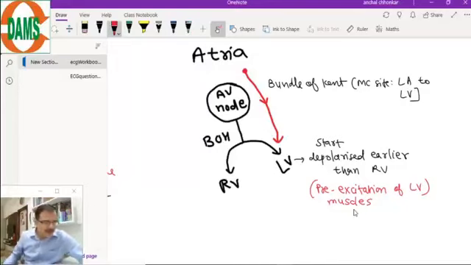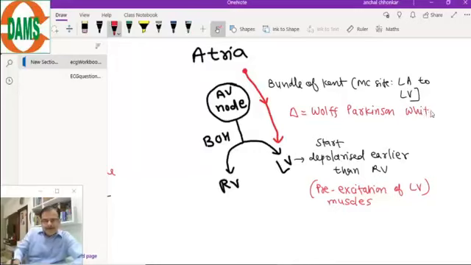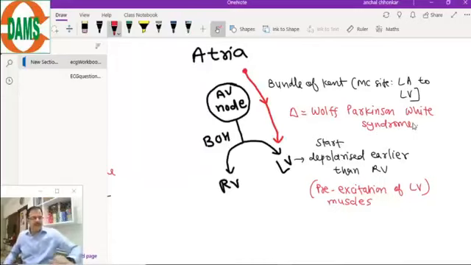So how does the James pathway get activated? The atrial impulse goes through the James pathway and it gets activated from that impulse. Now this syndrome is known as, yes, Wolff-Parkinson-White syndrome. Yes, WPW syndrome.